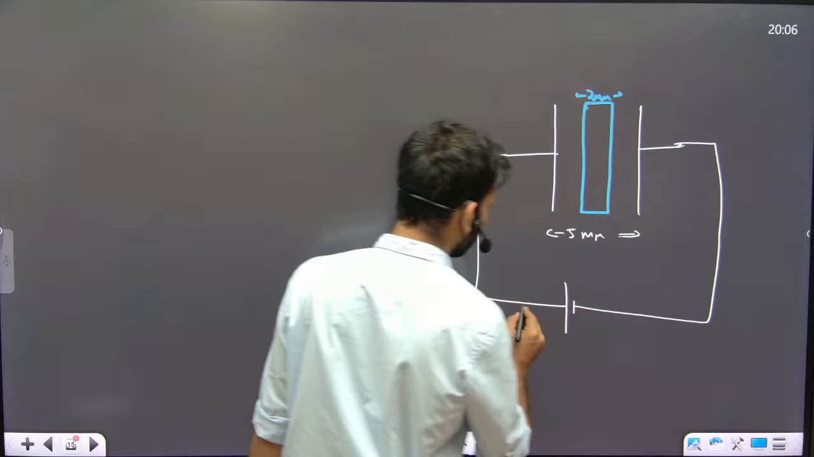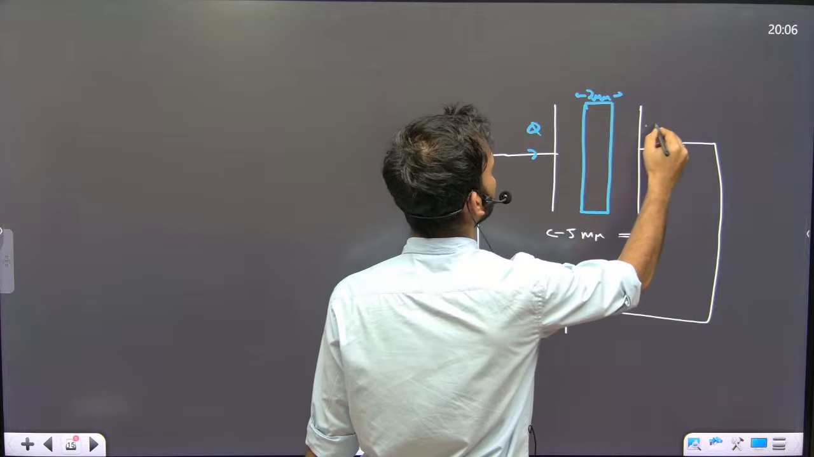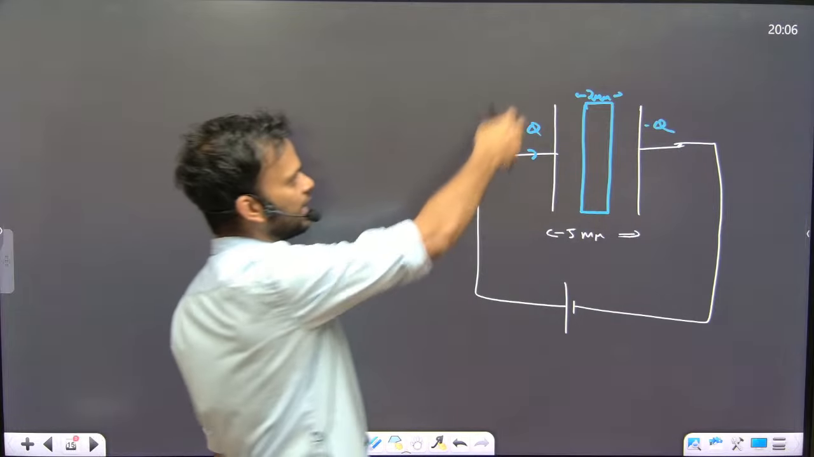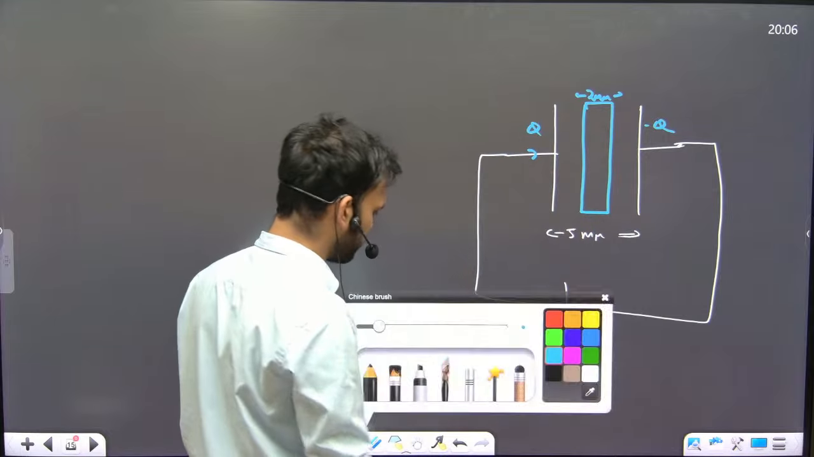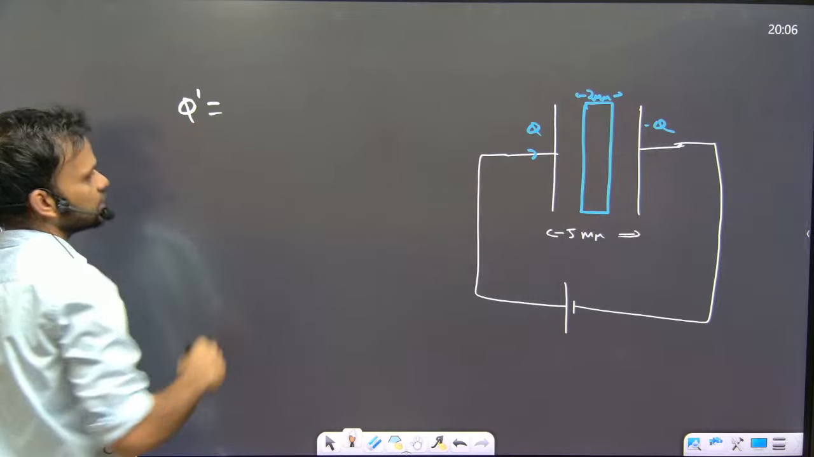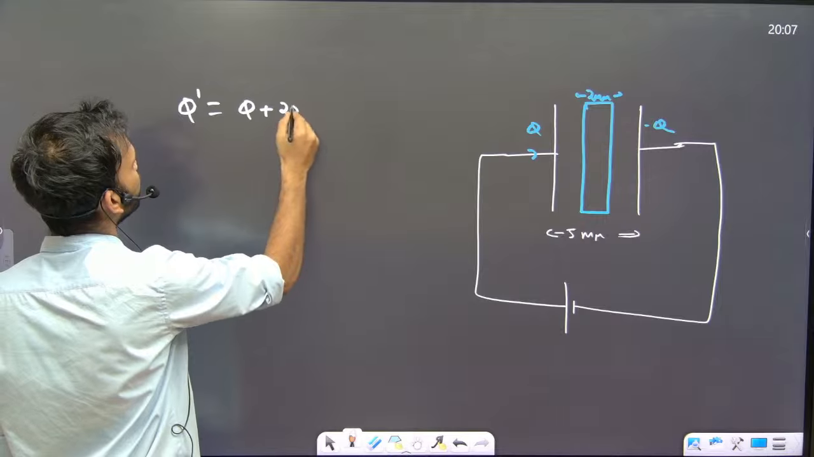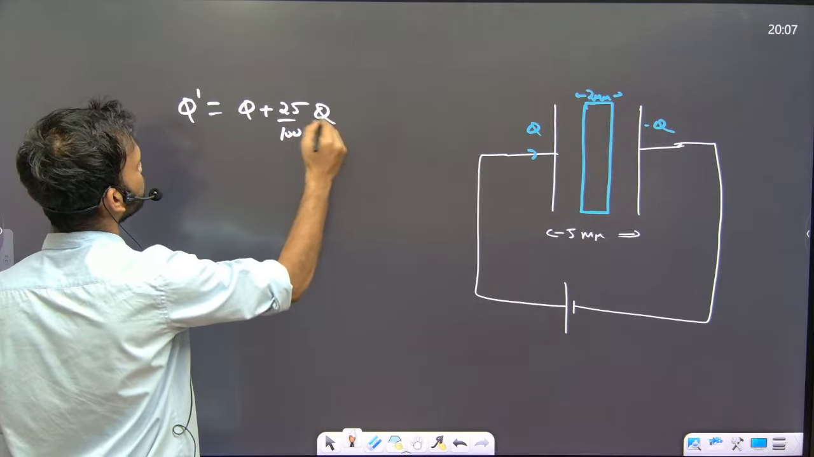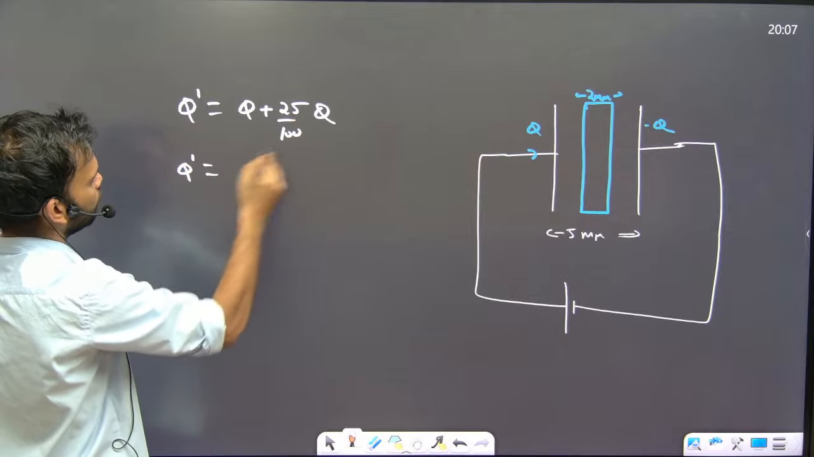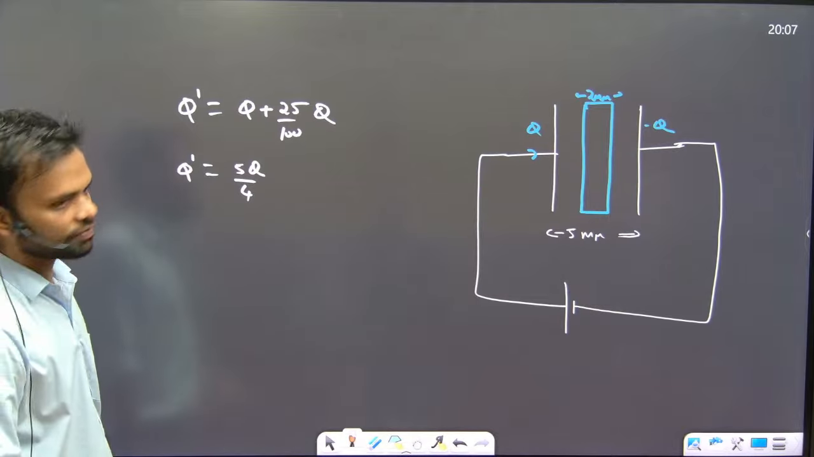Right, so initially suppose a charge Q and minus Q on the plates. Now when you put the dielectric, the charge has increased. So what is Q dash? He said Q dash is 25% more than Q. So Q dash is Q plus 25 by 100 into Q, which is Q plus Q by 4, that is 5Q by 4. So charge has become 5 by 4 times.